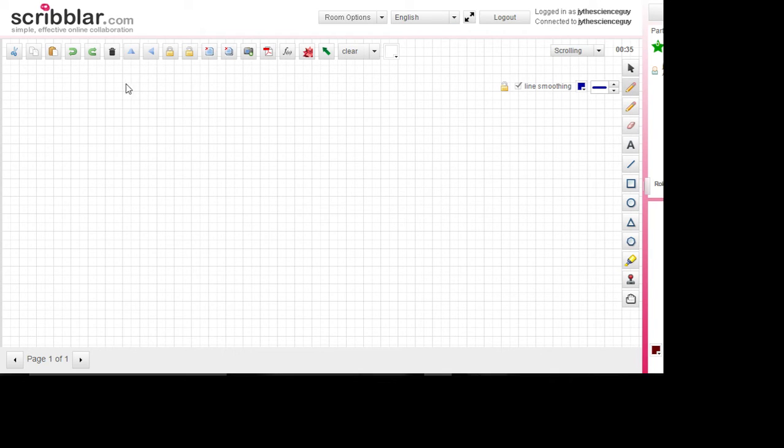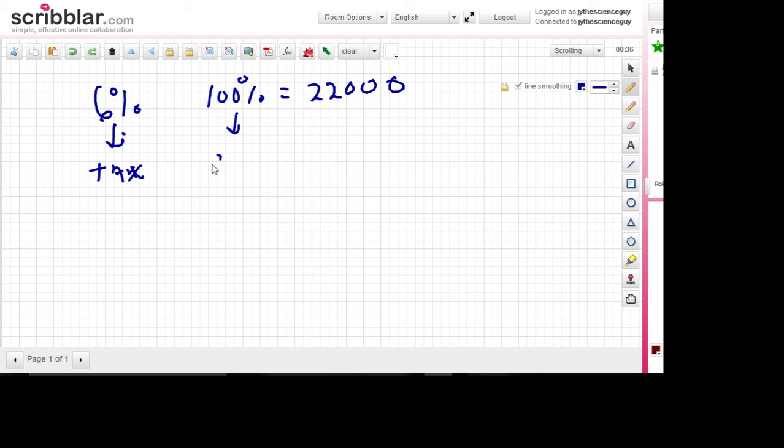Okay. So we have 6% tax, right? And 100% of the car sale price is equal to what number? 22,000. So if I have to pay the tax and 100% of the car, what do I do to those two numbers? You add those two together. Right. So why not just add the percentages together?